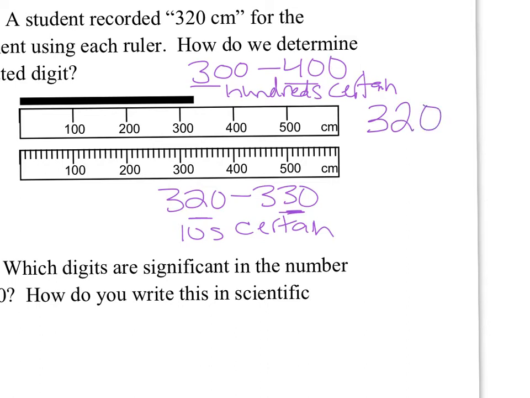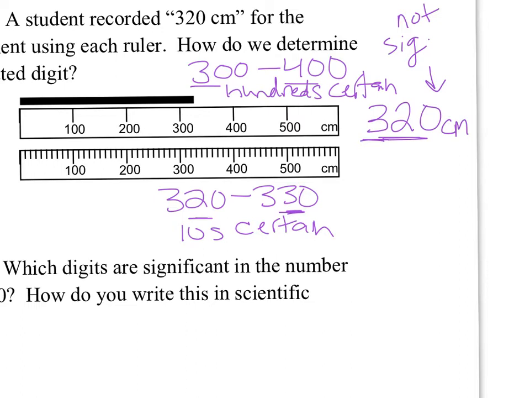But the estimated digit, the only one, so this one is significant because we know it for certain. This one is also significant because he estimated that. This digit right here is not considered significant. It's just a placeholder. This one is not significant, okay? It's because it's 320. So we can't say that this is 323 centimeters, right? We can only say that it's about 320. And that's the limit of our precision.